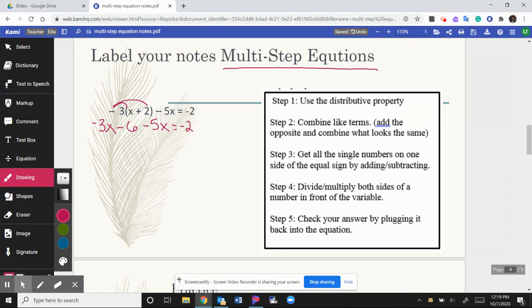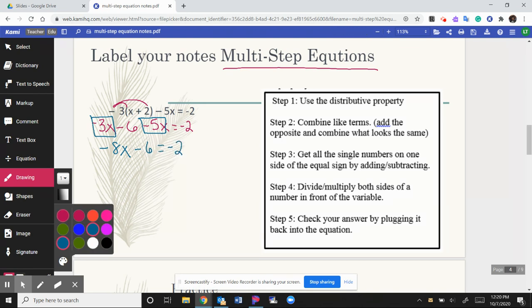Next step, it says combine like terms. Add or subtract. Add the opposite and combine what looks the same. So, looking here, my like terms are negative 3x and negative 5x. So I'm adding those together and I get negative 8x. Bringing down my minus 6, and the negative 2.